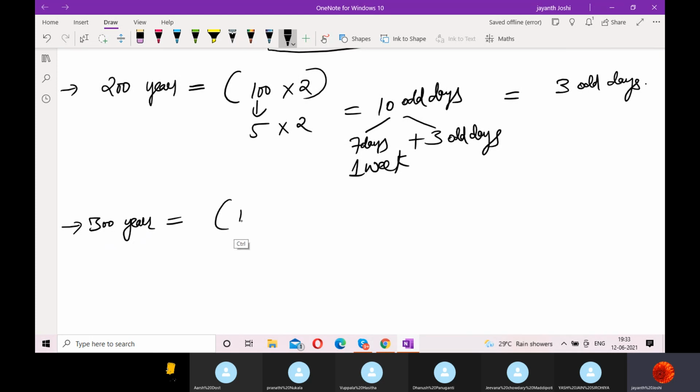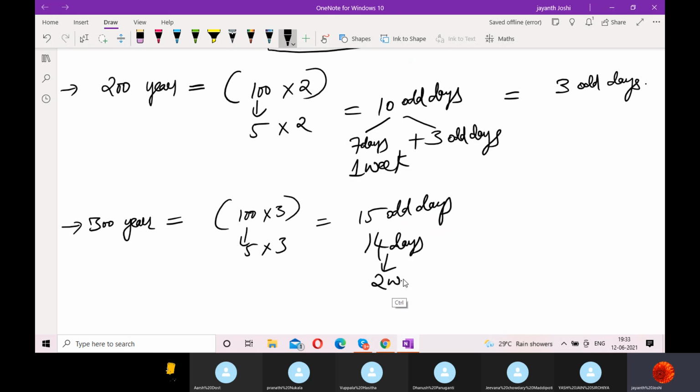In the same way, 100 into 3 is 300. So 5 into 3 is 15 odd days. So you know 14 days make 2 complete weeks. How many days are left over? 1. So how many odd days? 1 odd day.